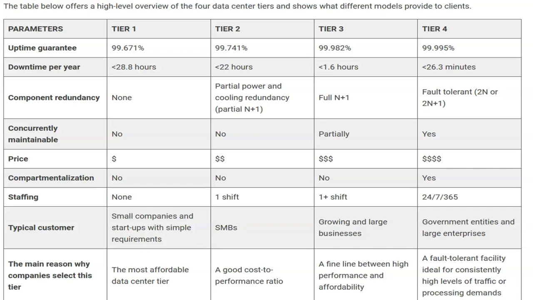The main reasons why we select these types: the most affordable data center is tier 1. A good cost to performance ratio is tier 2, so you can go for this one. A fine line between high performance and affordability is tier 3. And the fourth one is the fault tolerant facility, ideal for consistently high levels of traffic and processing demands.